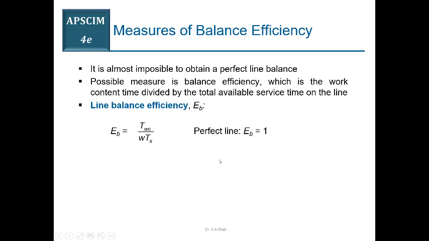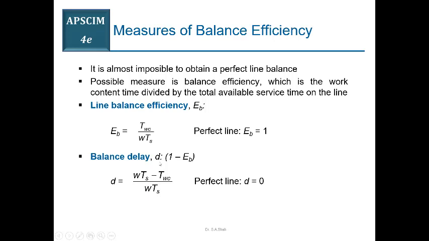Delay is denoted by small d. So if balance efficiency is 0.95, this means that 0.5% जो है या 5% जो है वो delays होंगी. So balance delay will be 1 minus Eb का जो भी आएगा.